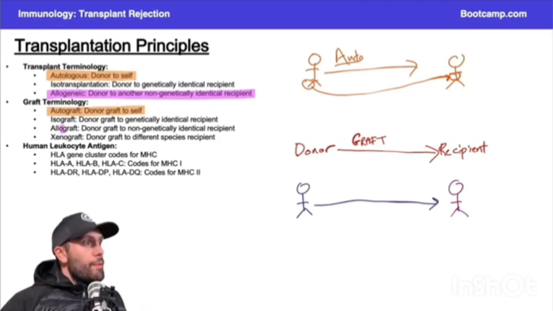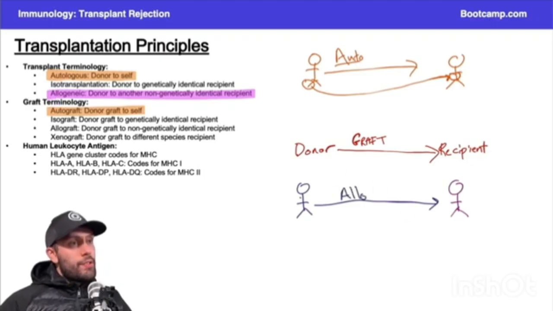All right, and so again, going with this prefix here, auto, right? Previously, this would be allo, right? This is an allograft. Okay, so this would be an allograft. Okay, so this is the type of graft would be an allograft when it goes from one person to another if they're not genetically identical.